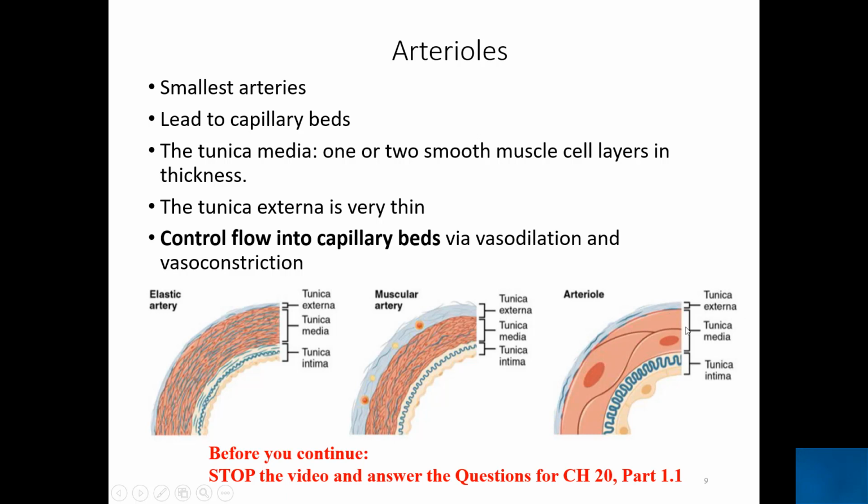Arterioles, finally, are the smallest arteries. Their diameter is smaller than 0.1 millimeter, and their muscular layer is made of 1 or 2 layers of cells only. They lead to capillary beds. Those are inside of the organs where gas exchange happens. And they control blood flow into those capillary beds through vasodilation and vasoconstriction.